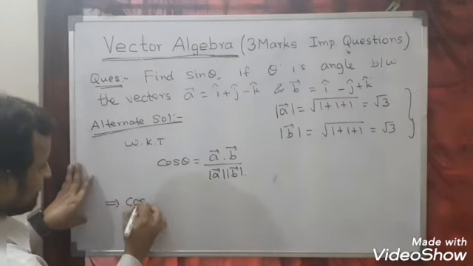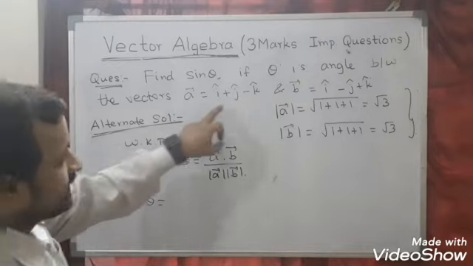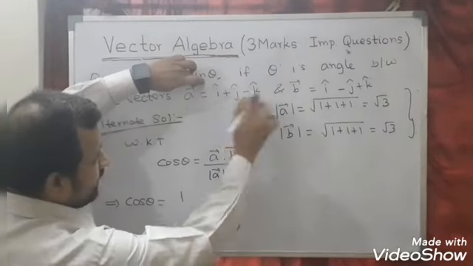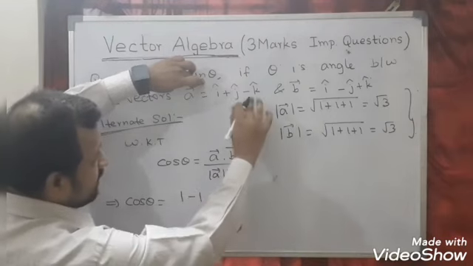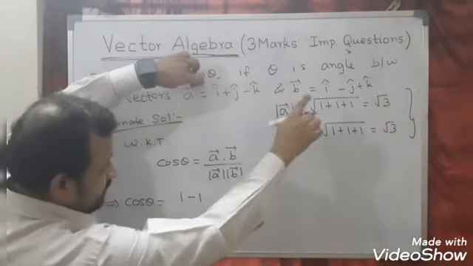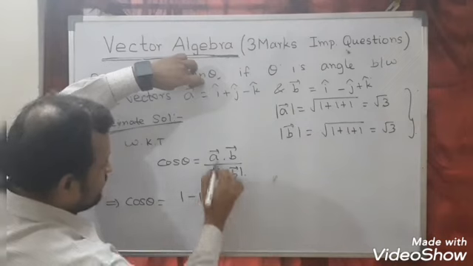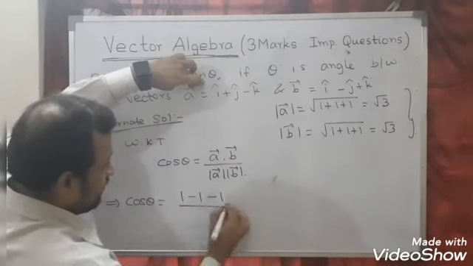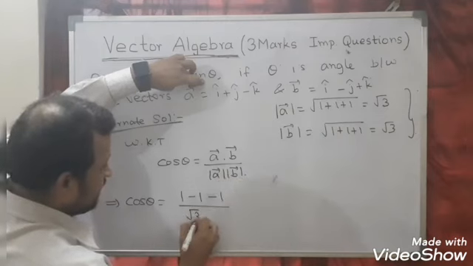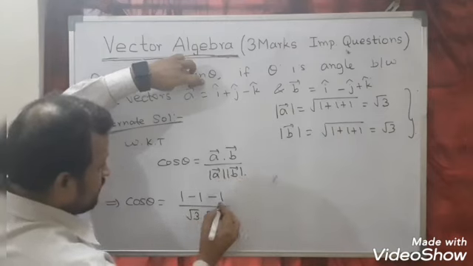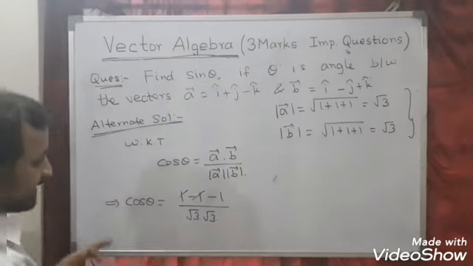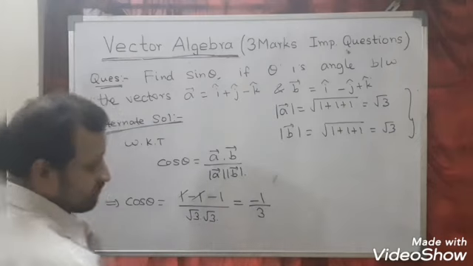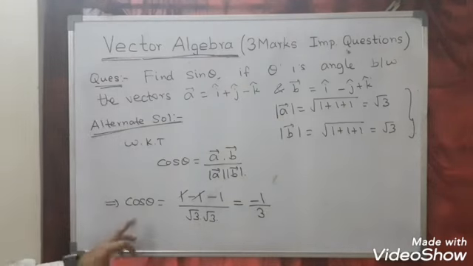So here cos theta is equal to, take the dot product: 1 into 1, 1 will come, 1 into minus 1, minus 1 will come, minus 1 into 1, so plus minus 1 into 1, again minus will come, divided by, we know the value, this is root 3 and this is also root 3. So you can see both will get cancelled. Finally cos theta is equal to minus 1 by 3. Right. But we need sin theta.